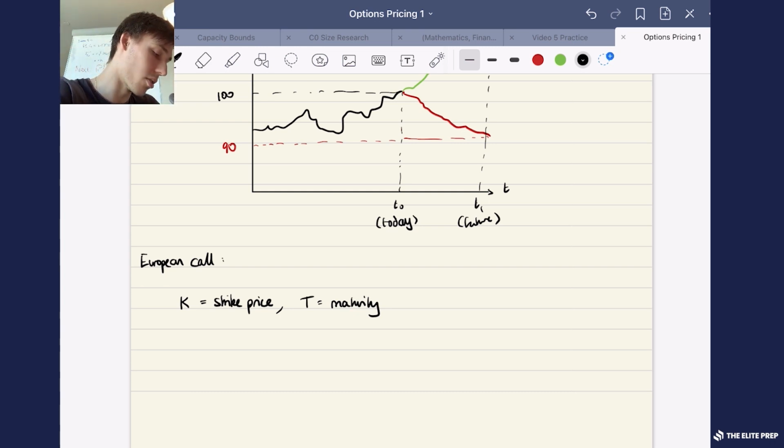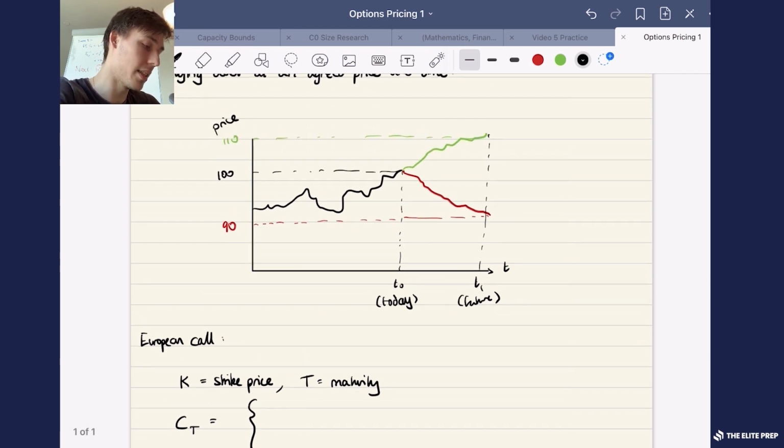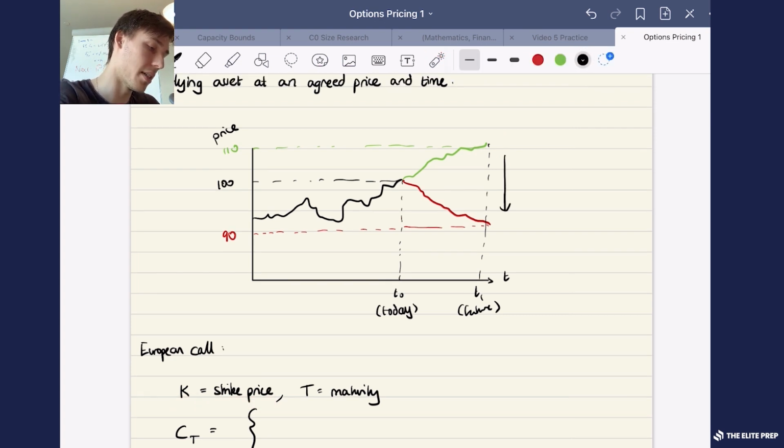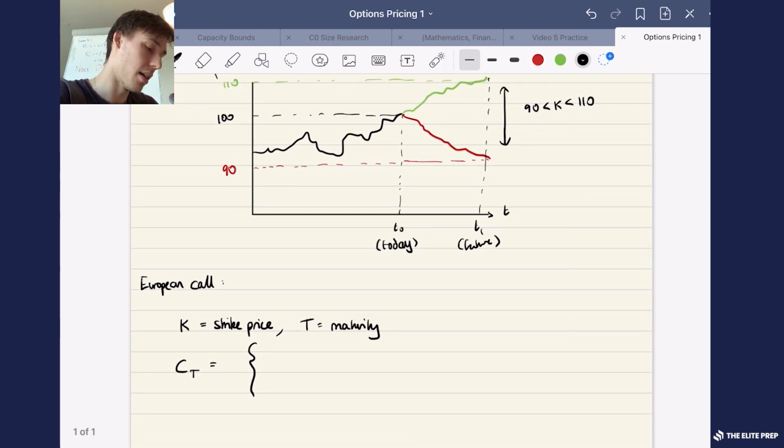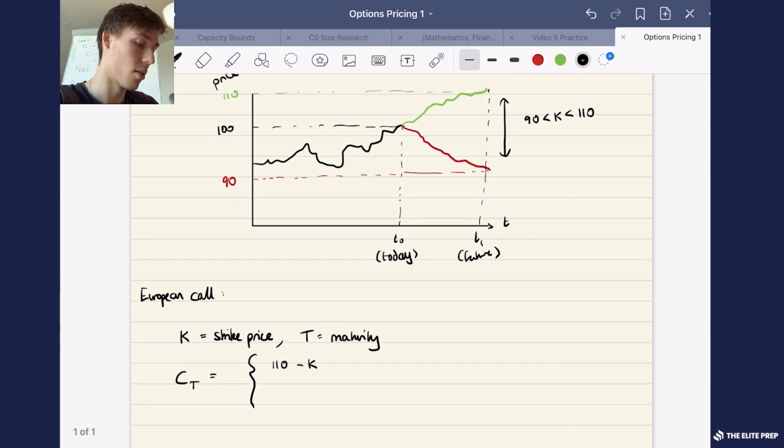So if the stock goes up, I'm going to say CT is the price of the call option, or actually in this case the payoff of the call option, is equal to 110 minus K. So if we say K is somewhere between here, 90 is less than K is less than 110, then the call will either be 110 minus K if we reach 110, or it will be 0 if the stock reaches 90.